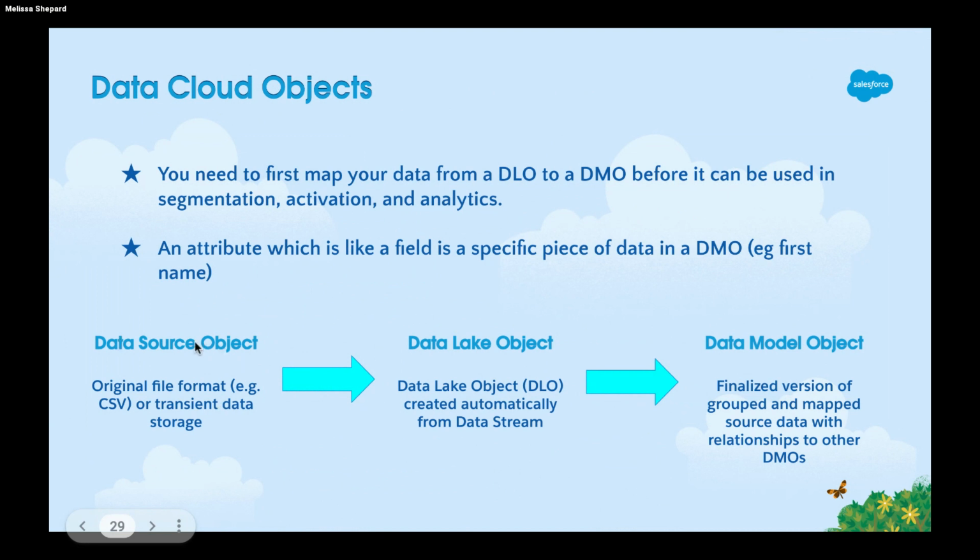Then you also have data source objects. Those are the original file format, such as your CSV or transient data storage. So that's when you connect to your data source. So that's what the data source object is. And the data lake object is kind of like this intermediary place where your data is brought in and then you can see it and then map it to your DMO. So that is automatically created from the data stream for you. So you don't have to worry about creating those.